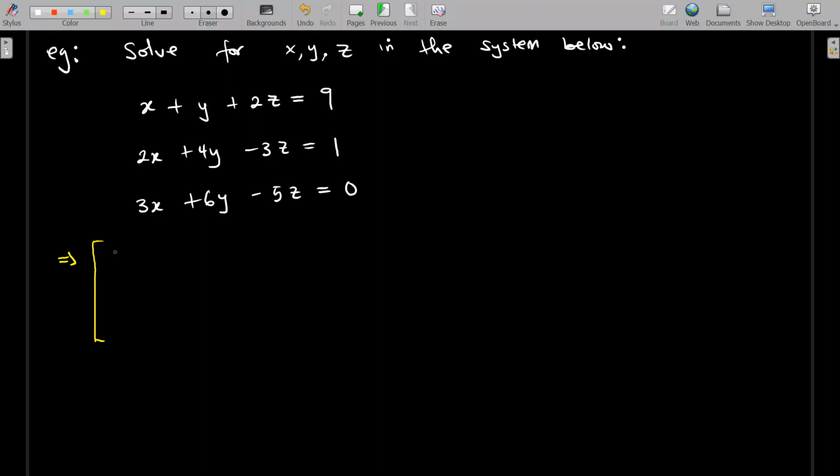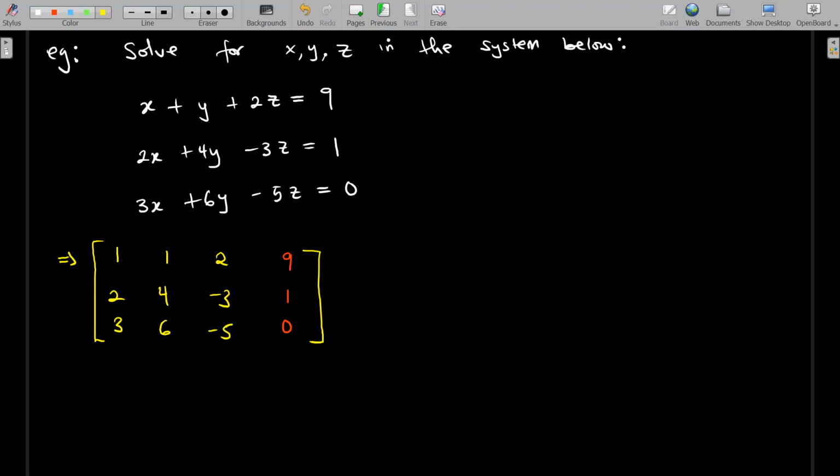Okay, so I have 1 x, then 1 y, and then 2 z, right? And I have the last value to be 9, so I put it there. Then I go to the next equation. I have 2, 4, -3, and I have the last value to be 1. This one I have 3, 6, -5, and I have 0. So what I'm going to do is put these there.